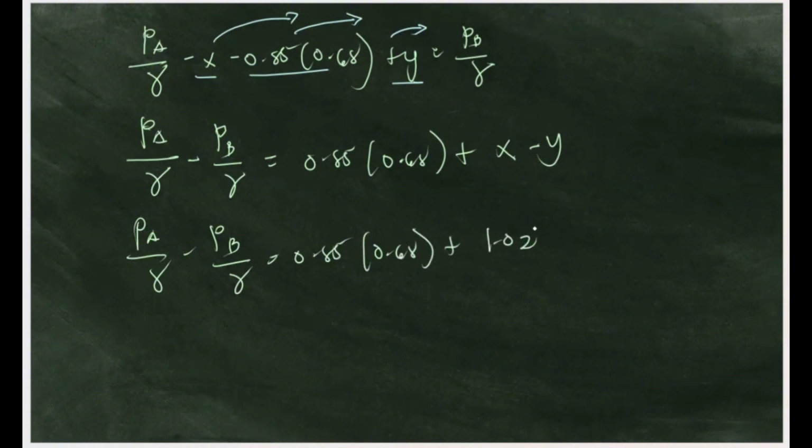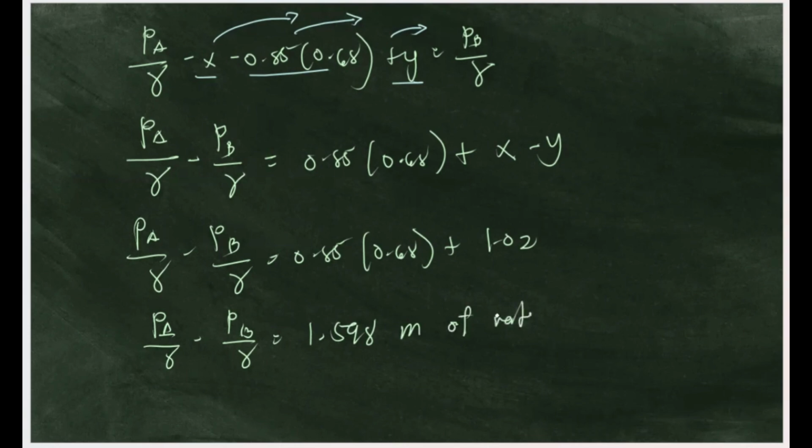Yan. So, ngayon, kailangan natin computein, no? Malalaman natin ang value ng ating pressure head difference from point A to point B. That is 1.598. So, ito, P sub A over gamma minus P sub B over gamma is 1.598 meters of water. Okay? So, para malaman natin yung pressure difference, i-multiply natin itong 1.598 sa gamma ng water. At ang gamma ng water is 9.81 kilonewton per cubic meter.